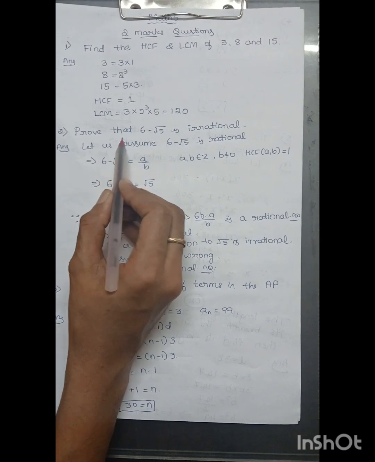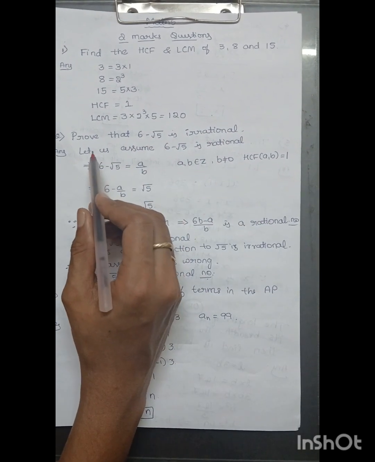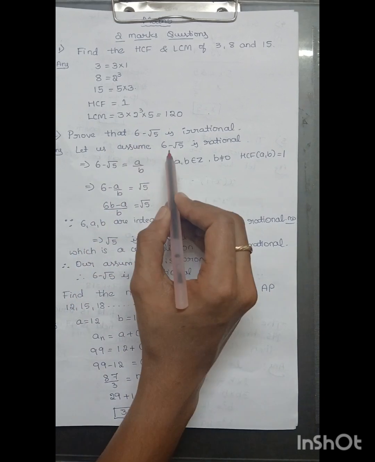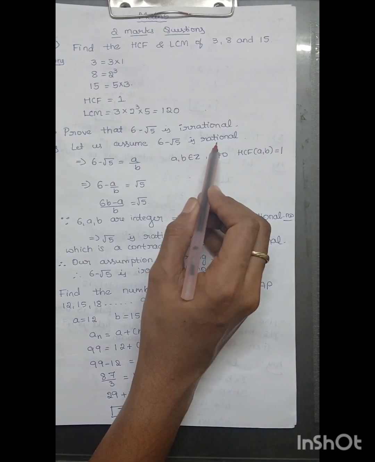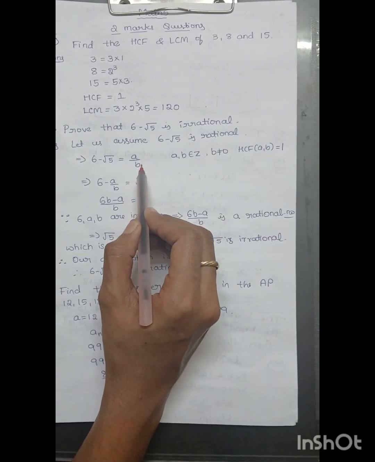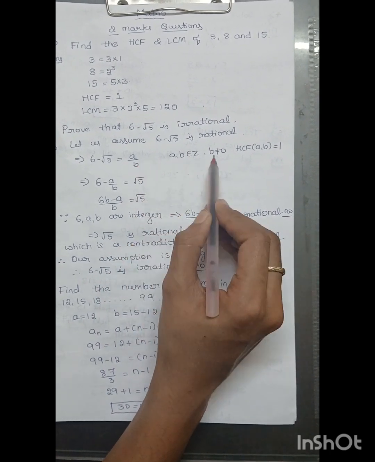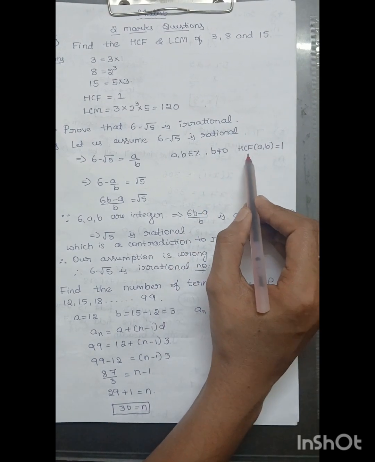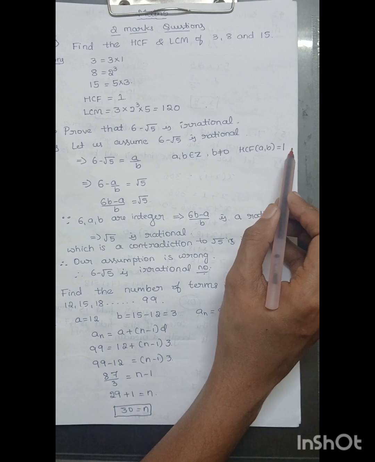Next question, prove that 6 minus root 5 is an irrational number. Answer: let us assume that 6 minus root 5 is a rational number. We know that every rational number can be written in the form a by b, where a and b are integers, b is not equal to 0, and a and b are co-prime, that means HCF of a, b equals 1.